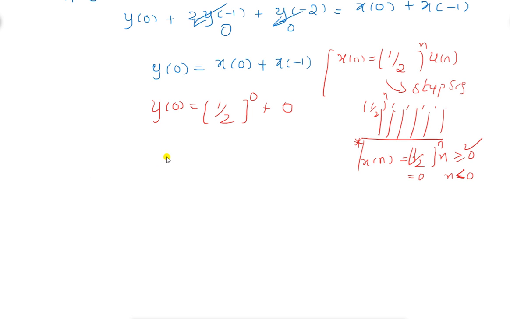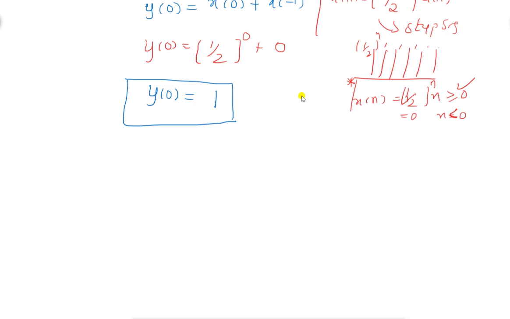That's why I want to highlight this point. Here y of 0 is equal to (1/2) to the power of 0, and its value is equal to 1. It's not 1 by 2. Some of the students get confused here, write 1 by 2, and so they get wrong values. Next, after finding the value of y of 0, we need to determine the value of y of 1.